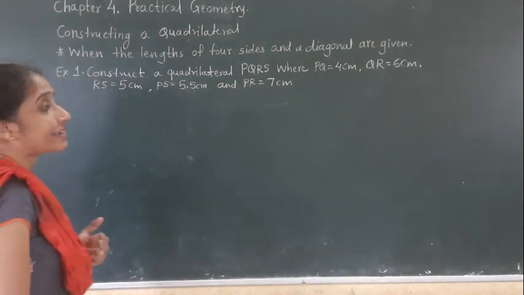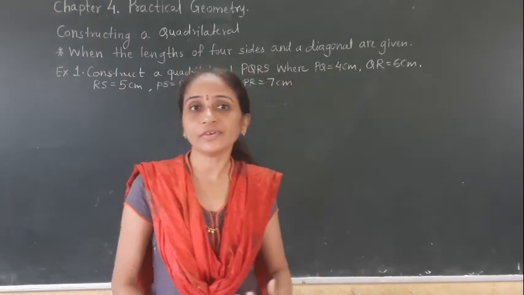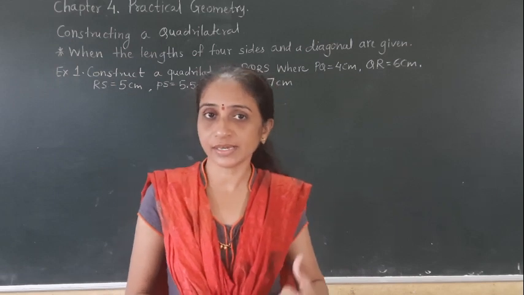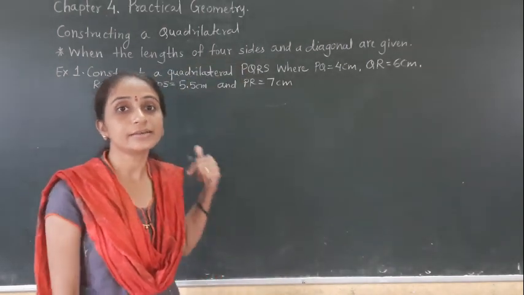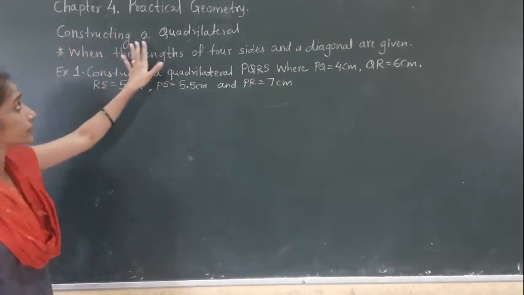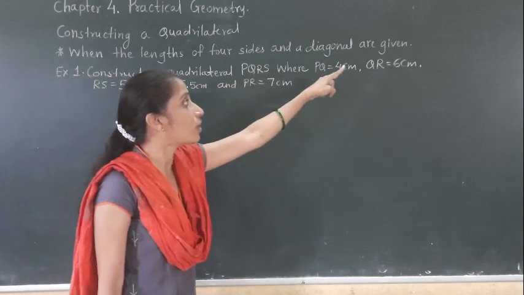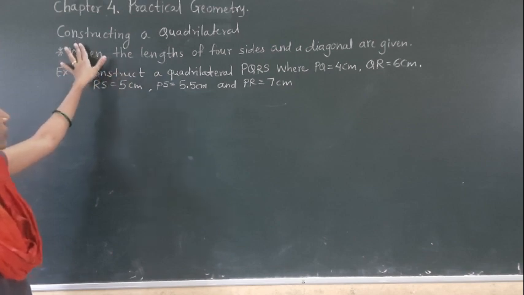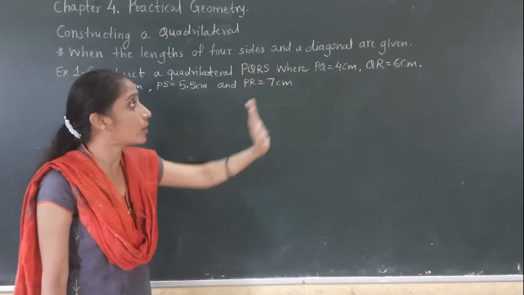Okay, now in practical geometry, this year we are going to learn constructing a quadrilateral. Previous year, in class 7, you have learned to construct a triangle, and this year you have to construct a quadrilateral. The first point is constructing a quadrilateral when the lengths of four sides and a diagonal are given.